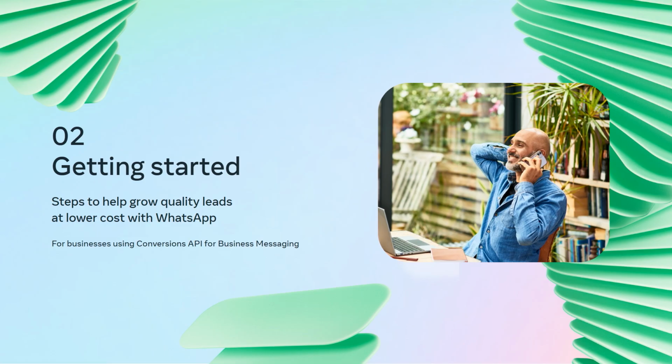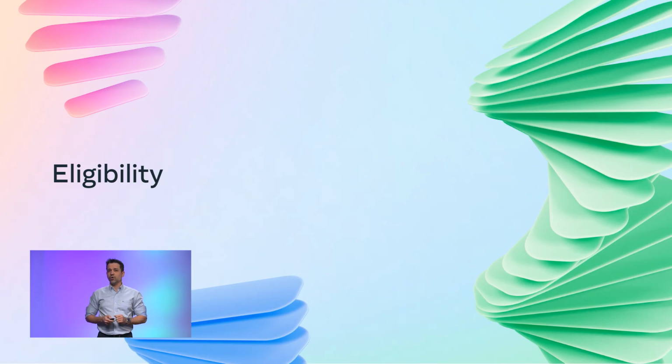There are 2 distinct steps for getting started with lead optimization. First, you have to meet eligibility requirements. Second, you need to actually run an ad that clicks to Messenger, Instagram, and WhatsApp campaigns optimized for leads. Let's go over the steps you need to take to become eligible for lead optimization.